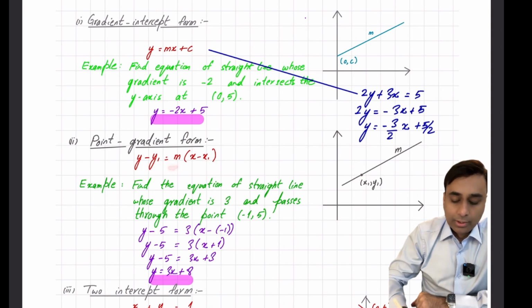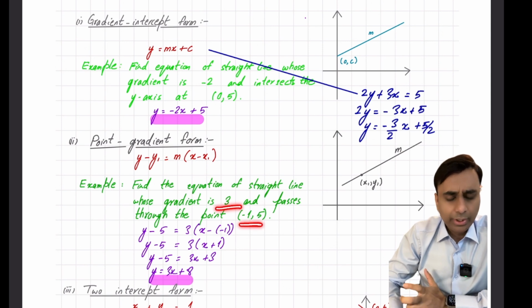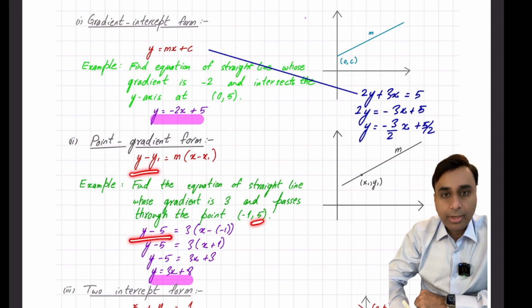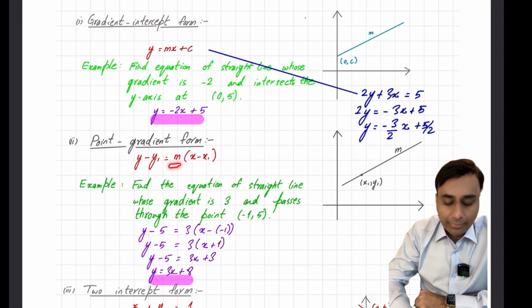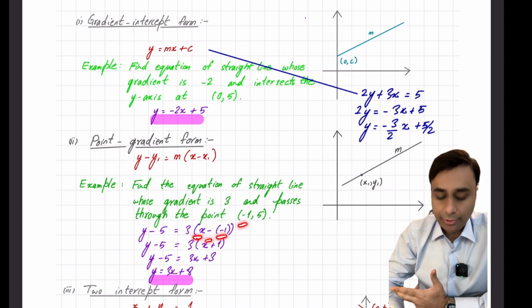So for instance, if you have to find the equation where you know the gradient to be 3 and that it is passing through a point, in this case (-1, 5), you can apply this formula. y - y1, where y1 is 5, so it becomes y - 5 = m, and m is the gradient, which in this case is given as 3. (x - x1): x is part of the formula, and x1 is given as -1, so you write -1 with its sign, of course.